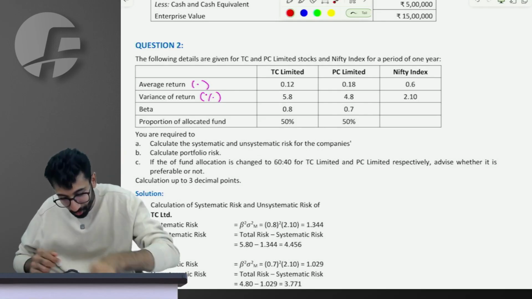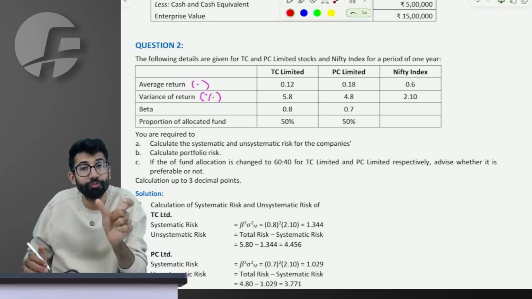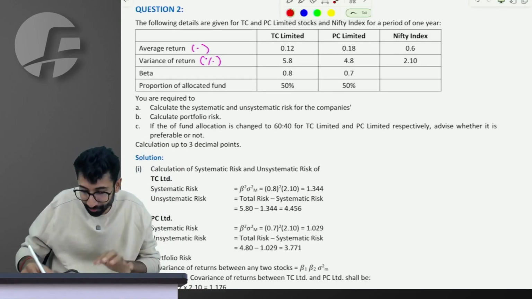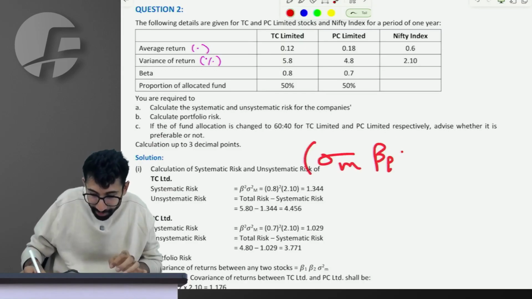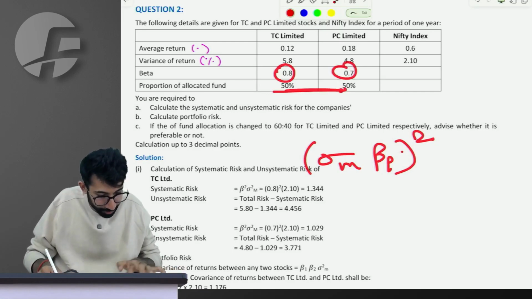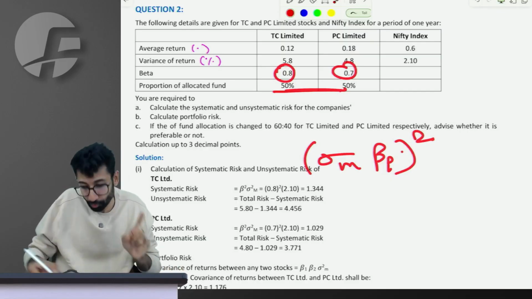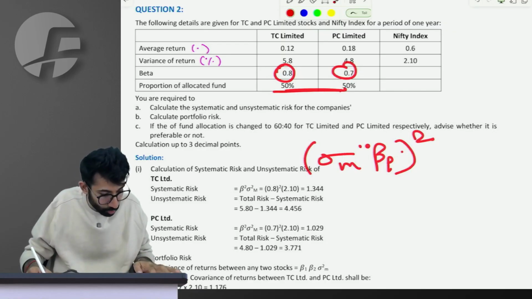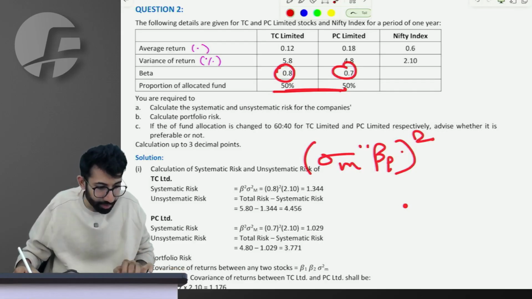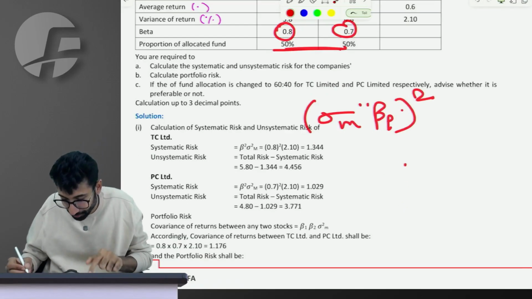So, coming back, systematic variance of the portfolio plus unsystematic variance is equal to total variance. Sir, how do I calculate systematic variance? It is beta of the portfolio multiplied by the standard deviation of the market squared. Sir, if I have the beta of individual securities, what is the beta of the portfolio? 0.8 into 50% plus 0.7 into 50% is 0.75, the beta of the portfolio. Beta squared multiplied by 2.1, being the variance of the market, gives 1.18125, the systematic risk of the portfolio.